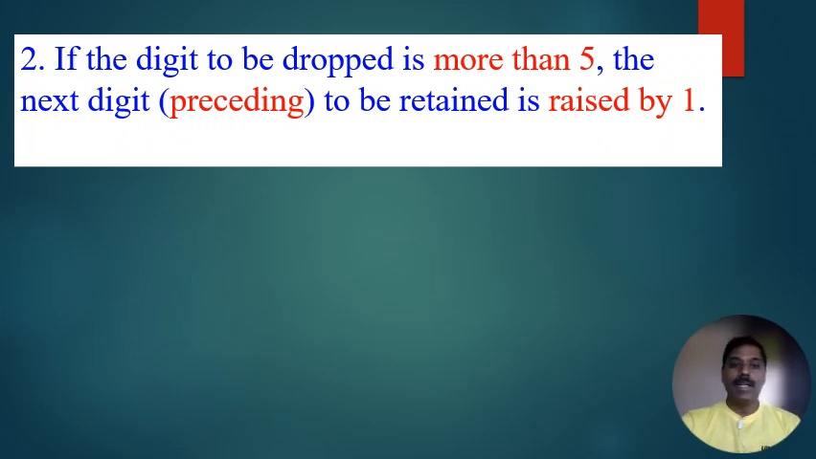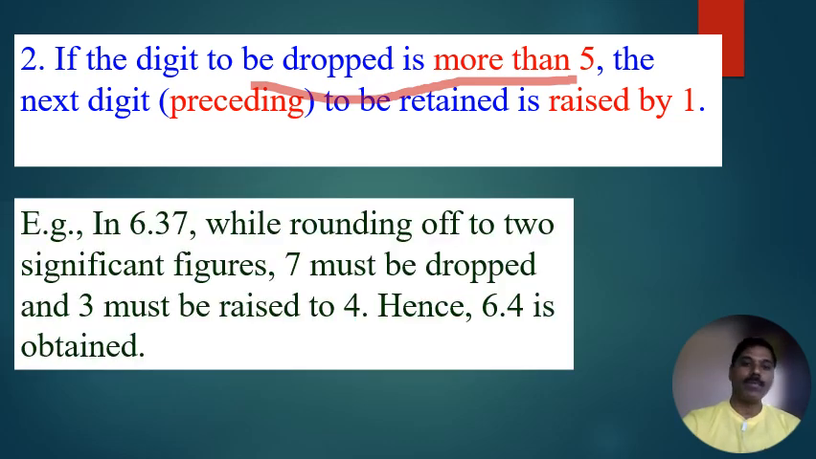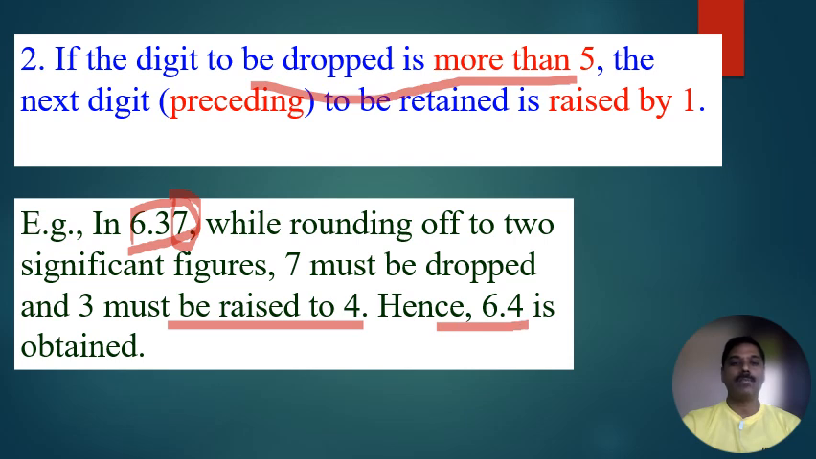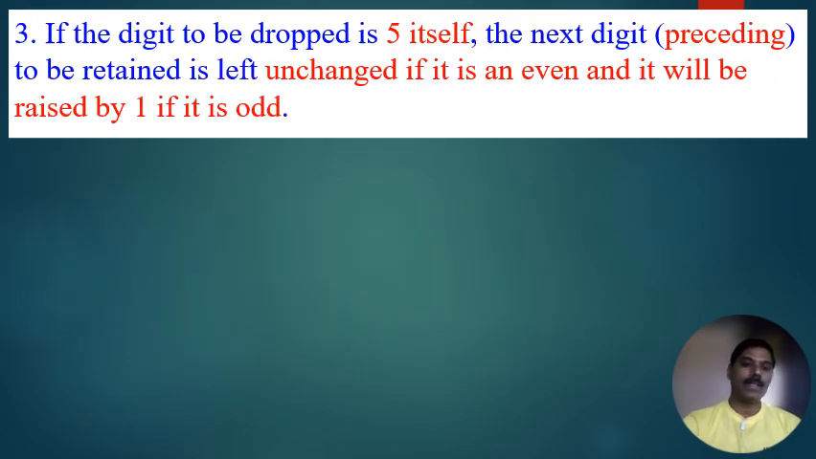Similarly, if the digit to be dropped is more than 5, then the preceding digit to be retained is raised by 1. Take another example, 6.37, where 7 is greater than 5. If you want to drop this 7, then you have to raise 3 by 1. That means 3 must be written as 4 in this number, hence 6.4 will be obtained.